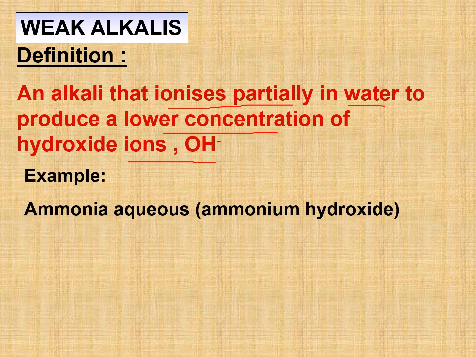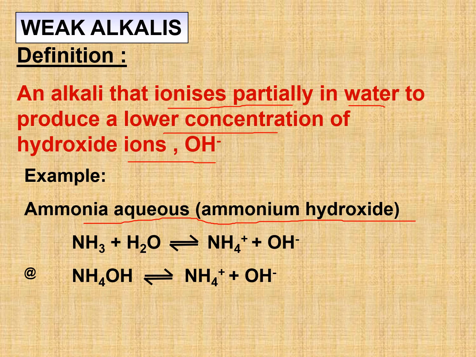Example, we have aqueous ammonia, which is ammonium hydroxide. It is the same thing. This is the formula, this is ammonia and this is ammonium hydroxide. When it ionizes, it will produce ammonium and OH-. The difference is, if you use ammonia, you have to add water because basically ammonia is a gas. If we want it in aqueous form, we have to add some water in the equation.